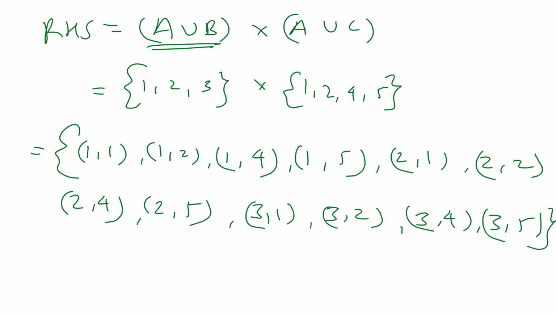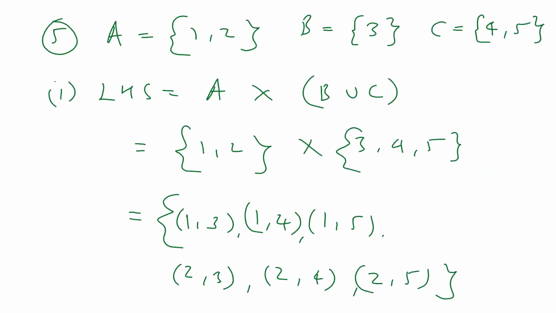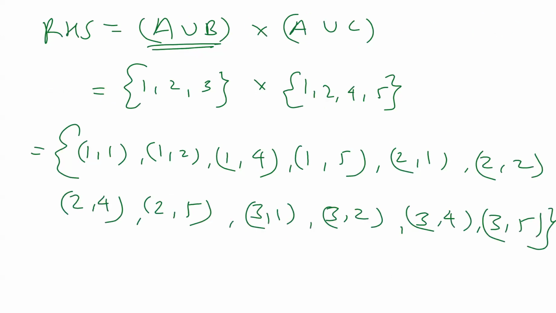Now just observe, guys, the LHS and the RHS. This is the RHS. Look at the final answer of the RHS in this particular problem. Now look at the LHS. Here there are only 6 objects, whereas here there are so many other ordered pairs. So in this case LHS is not equal to RHS.